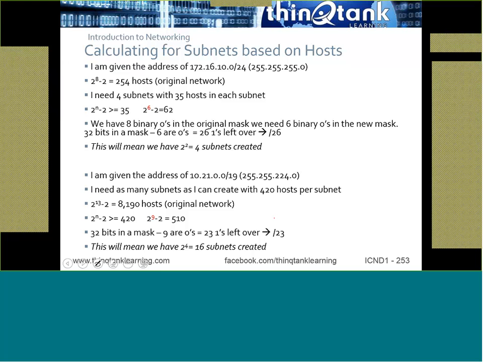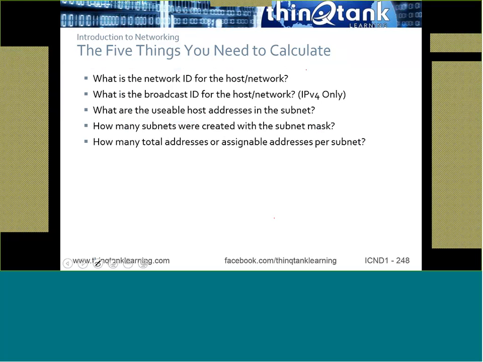Now, if we go back to our original slide here, we did which of the 5 things? We did how many subnets and how many total addresses, which is the number of hosts. What we didn't do is this. What is the network ID for the host? What is the broadcast ID for the host? What are the usable addresses? Usable meaning what are the actual usable addresses? This is what I would refer to as the anatomy of a subnet.